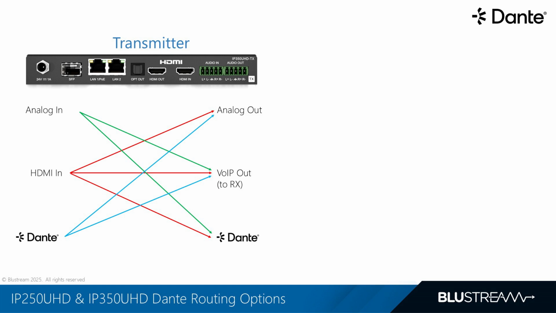That same Dante audio can also be used to override the native HDMI embedded audio, effectively injecting your network audio stream into the outgoing AV signal that's distributed across the video over IP network. This gives integrators unmatched flexibility, whether you're pulling an audio stream from a DSP, a paging system, or a central media server. The IP350 UHD allows you to redirect and distribute that audio exactly where and how you need it. It's not just audio pass-through, it's full audio control built into the heart of your AV over IP system.